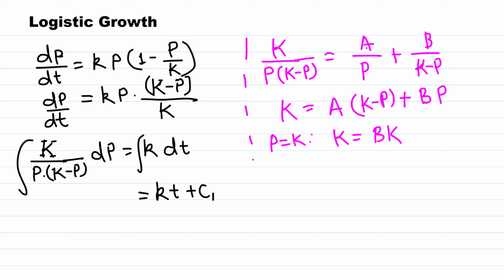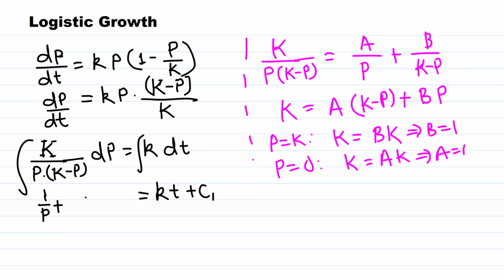So we are trying to determine the values of A and B. So B equals 1. If we take P equals 0 here, then K equals A times K plus 0. That means A equals 1. Anyways, this fraction is in fact 1 over P plus 1 over K minus P. We got dP, we need to integrate. So we wrote this complex fraction as a sum of two simpler fractions.